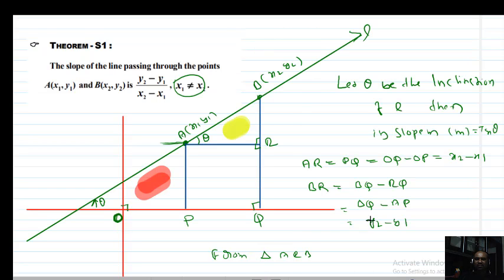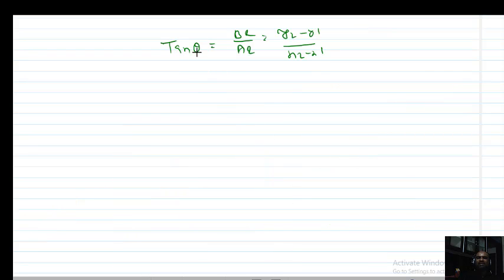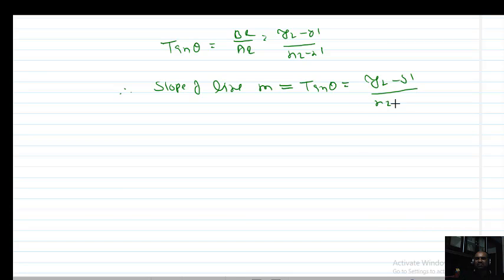See students, BR, what you got, BR is y2 minus y1 only. So what is tan theta? Slope of the line only. Therefore slope of the line m equals tan theta equals y2 minus y1 by x2 minus x1. So by using this formula you can find the slope of any straight line.